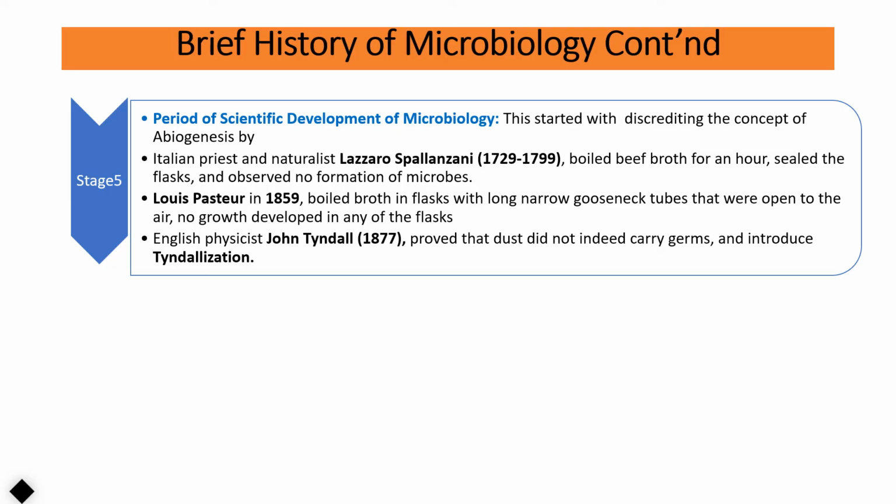In addition, another important scientist, Louis Pasteur, in 1859, prepared boiled broth in flask with long, narrow gooseneck tubes that were open to the air. So air can pass, but microorganisms settled in the gooseneck, and with that, no growth developed in the flask. So if the necks were broken, growth commenced immediately. So with this experiment, Pasteur had not only resolved the controversy over spontaneous generation, but also has shown how to keep a solution sterile through the boiling process, which is now referred to as the pasteurization process.